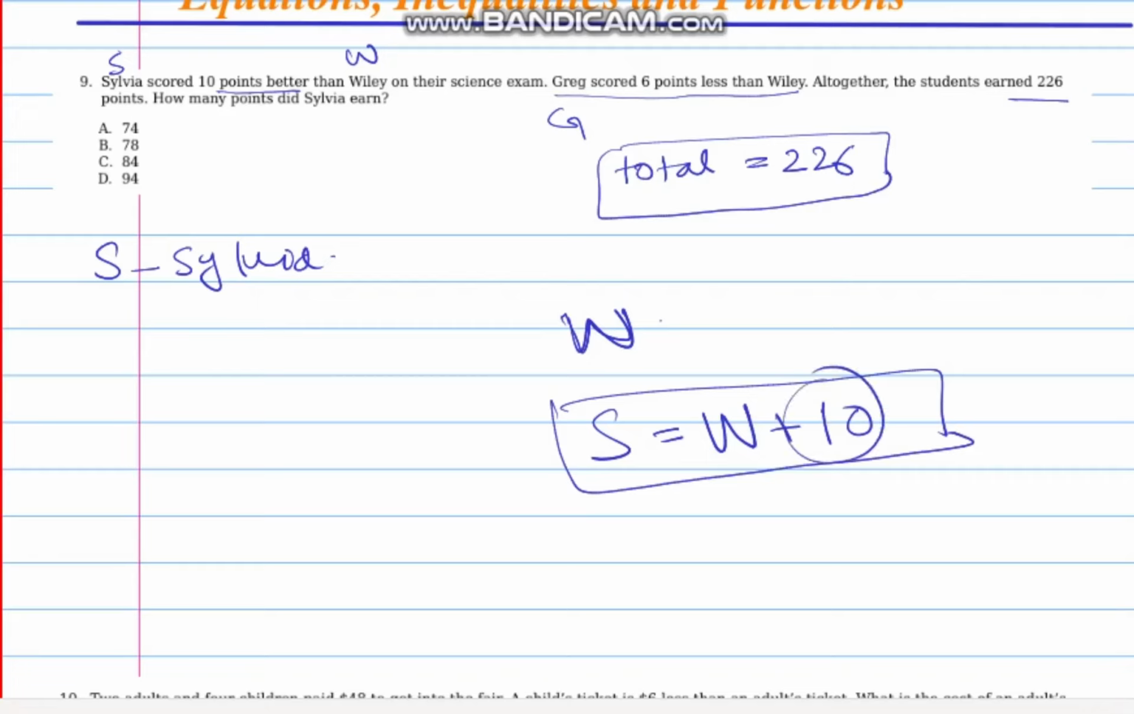Yes, exactly. So for example, let me say that Ville scored x. Ville's score is x, and what will be the score for Salvia? Salvia's score will be x plus 10. For example, if Ville's score is 20, then Salvia's score will be 30. This is the idea.